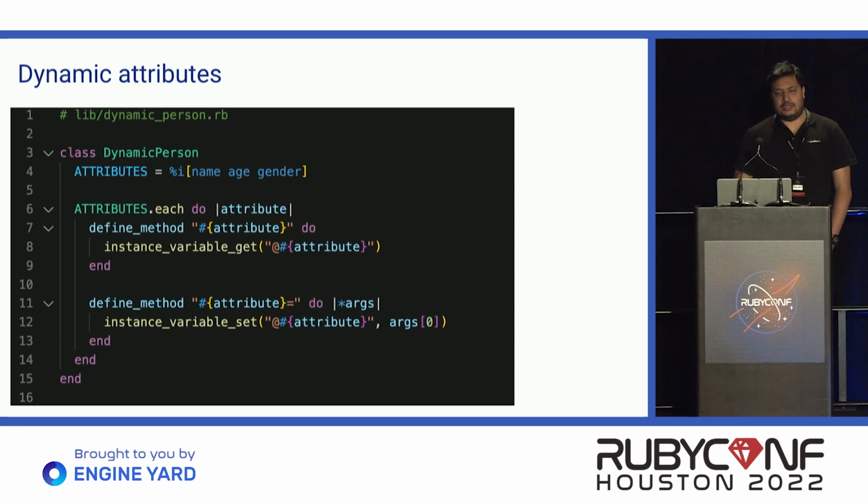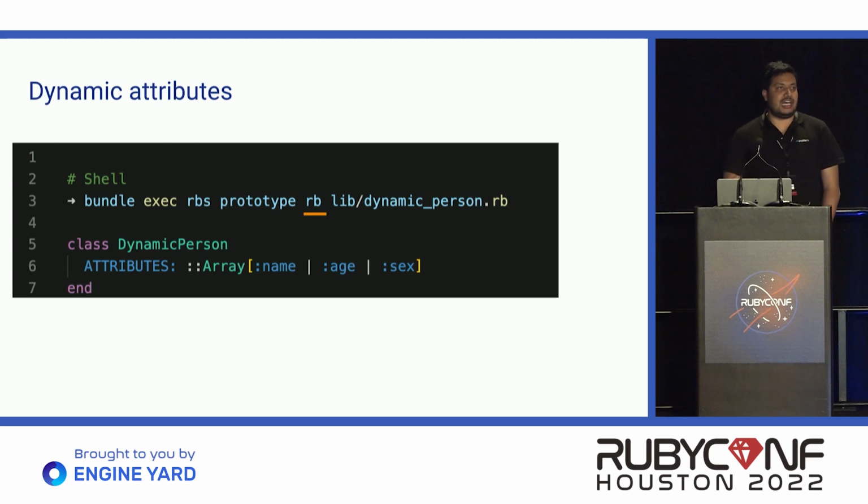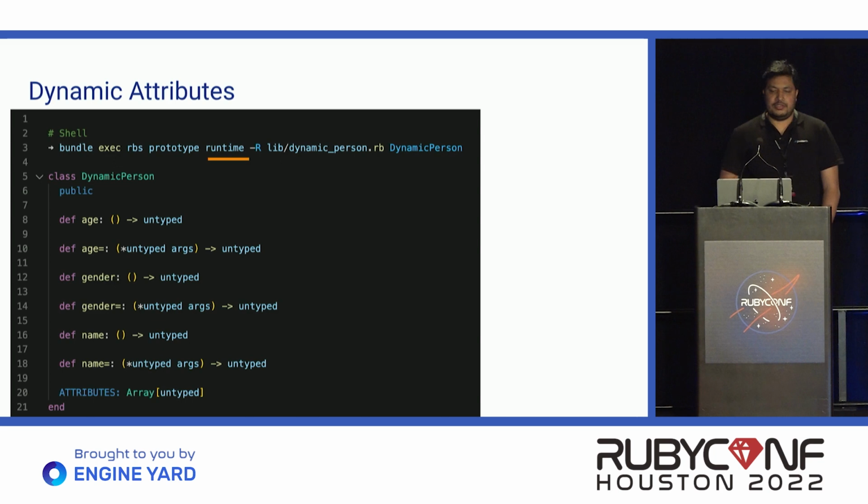Okay, so let's see what happens with dynamic attributes. Here we have code in which we dynamically define getters and setters for the attributes name, age, and gender. If I use the rb option, it only does the syntactic parsing of the Ruby code. So it's not able to identify what all methods are there in the class. It only says this attribute is there, which is of the array type of name, age, and sex, right? To overcome this problem, we can use the runtime option, which we had discussed earlier.